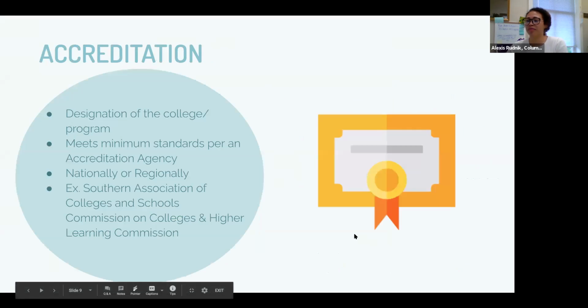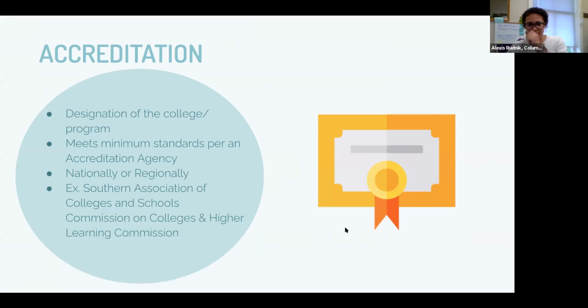Next, you may hear some questions about, what's accreditation? Accreditation is a designation given to the college and/or the program. You'll hear some institutions say that their nursing program is accredited by the CCNE. That means their nursing program meets the standards of that particular accreditation agency. There is a difference between nationally versus regionally accredited. This type of accreditation may affect how your credits transfer to another institution, which Kara will touch on a little bit more when she talks about transfer credits.